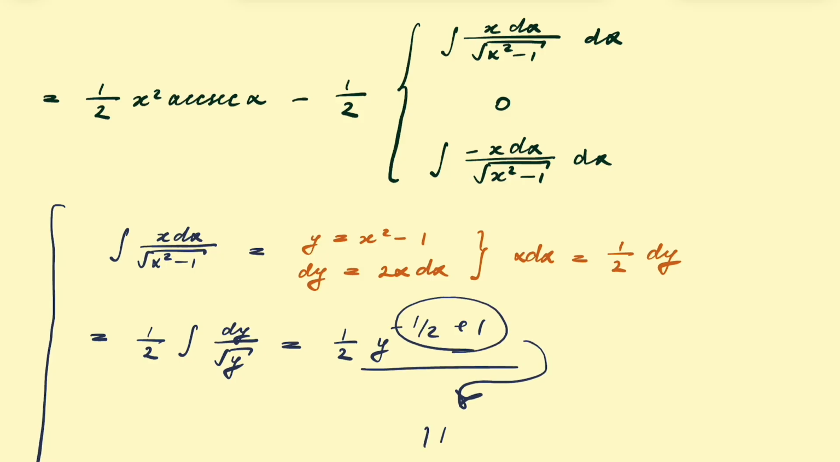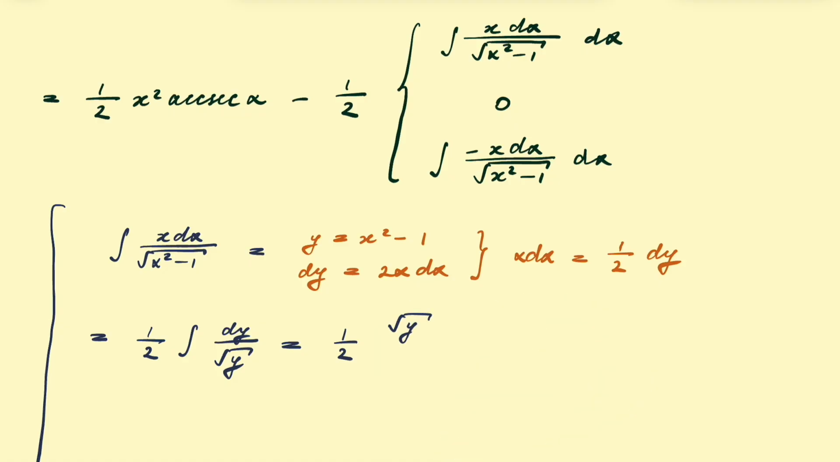It's just 1 over 2 here in the denominator and 1 over 2 in the numerator as a degree of y, so it's square root of y over 1 over 2. And since these two cancel out each other, we have square root of y, and y was, remember, x squared minus 1. Because of this, we have square root of x squared minus 1.